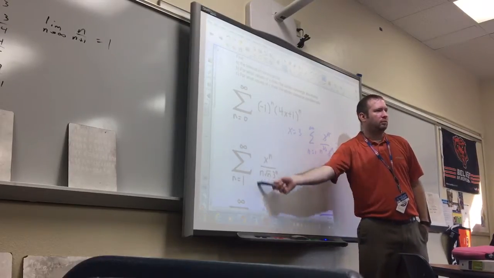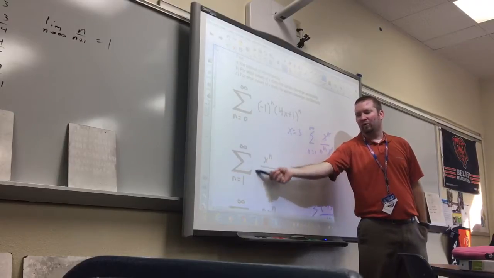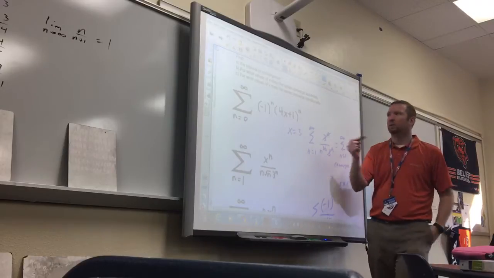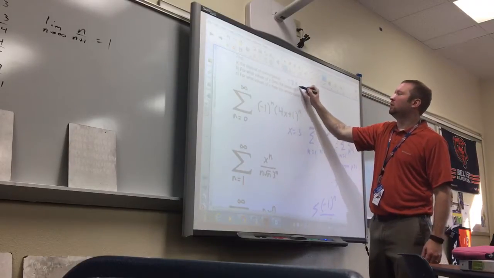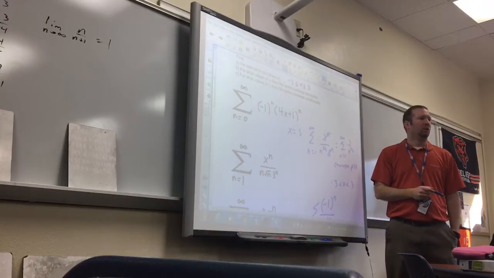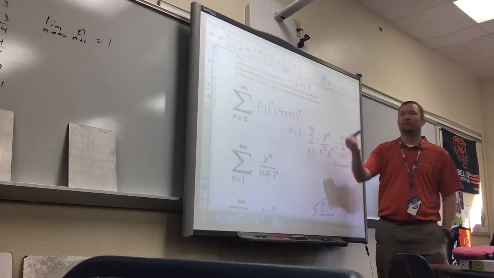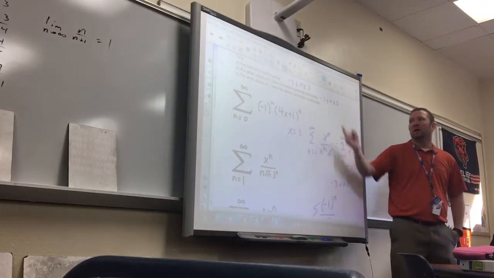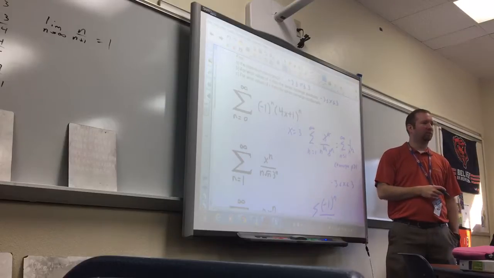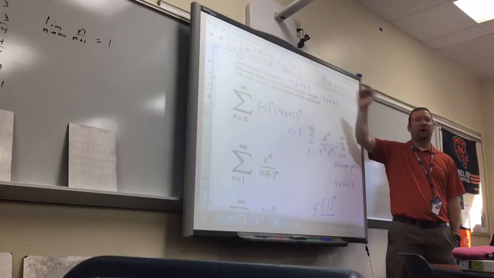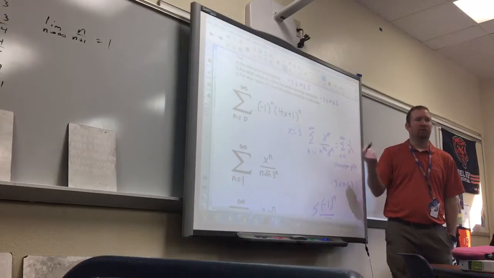So what did we find out in the first problem? What was our interval of convergence? -3 to 3, inclusive, which is also where it converges absolutely. So absolutely it would be -3 to 3 inclusive. And where did it converge only conditionally? Nowhere. So there are no spots where it converges conditionally. So none.